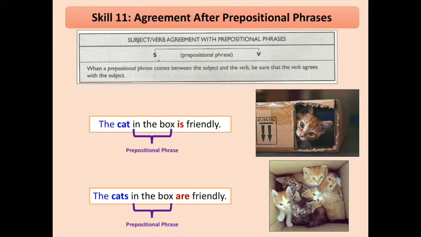Sometimes students get confused and they see the noun in front of the verb and they think box is the subject, but it is not, because the object of the preposition cannot be the subject. Our subject is cats. That is plural, so the verb is also plural.